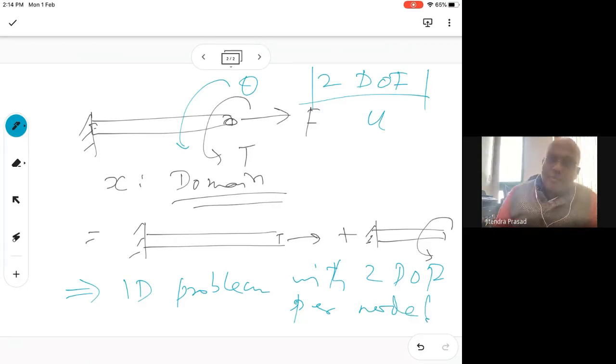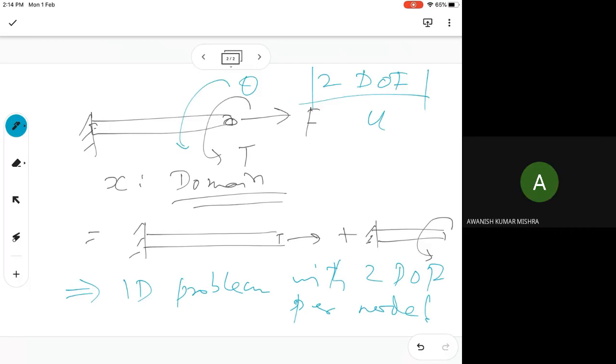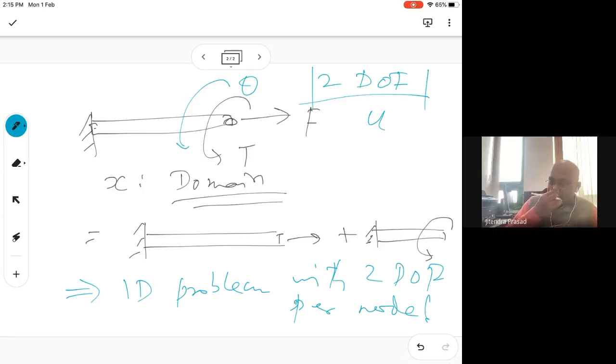Is that okay? Did I answer your question? Yes, sir. Okay, thank you. Any other questions? Sir, I also have a question regarding this cantilever. These are not a cantilever though. Okay, go ahead.